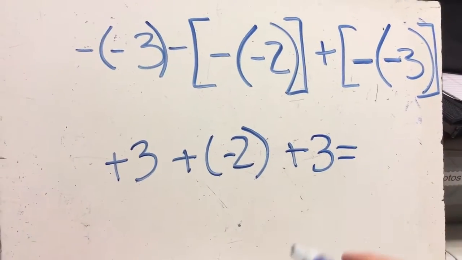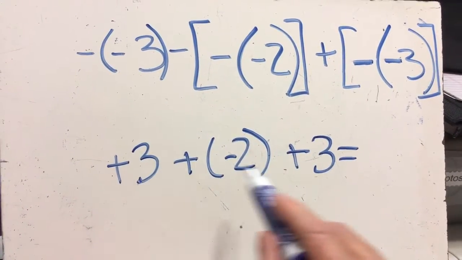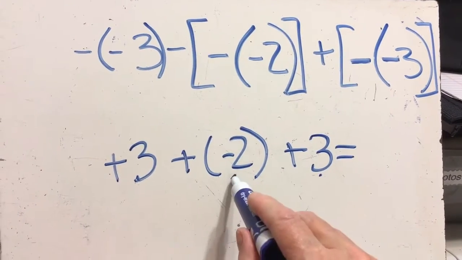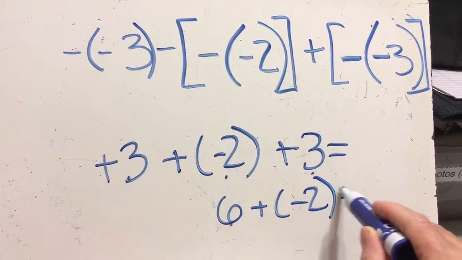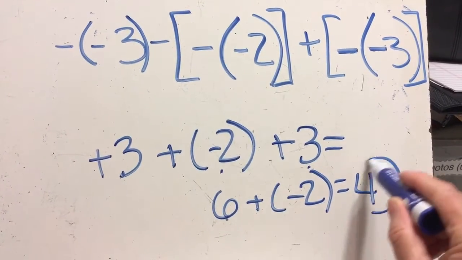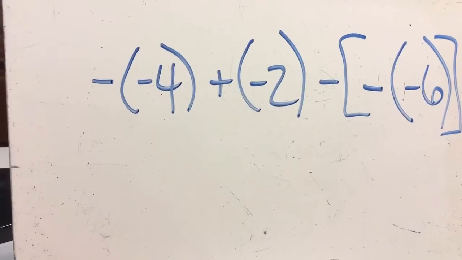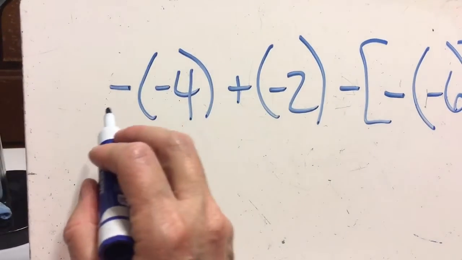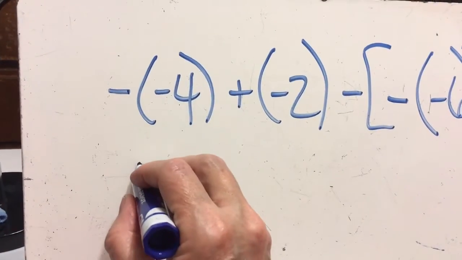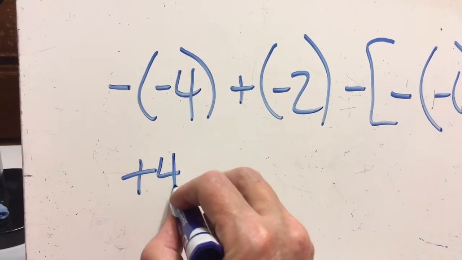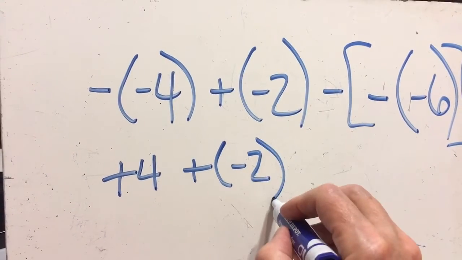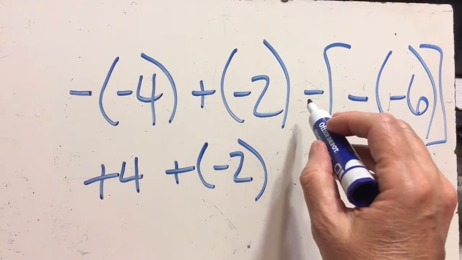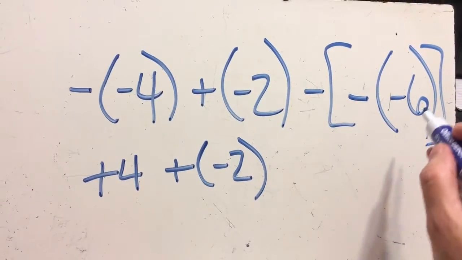So now when we add it all together, 3 plus 3 is 6, plus a negative 2 is going to be a 4. Okay, example 7.3. The opposite of a negative 4 is a positive 4, plus a negative 2, which is already in the right form.